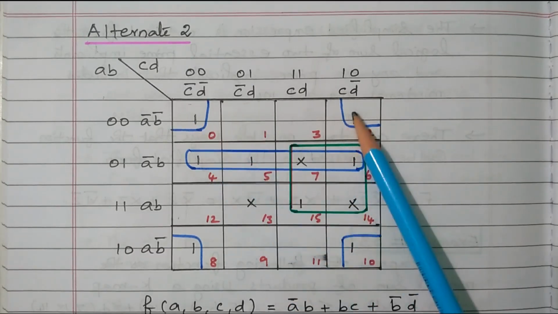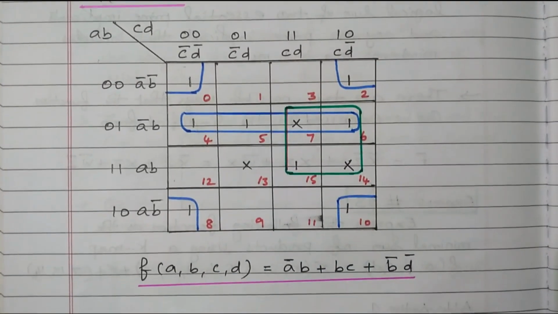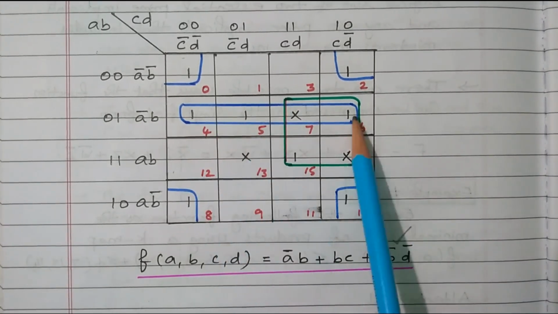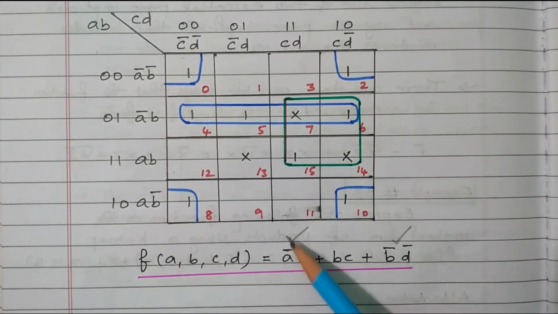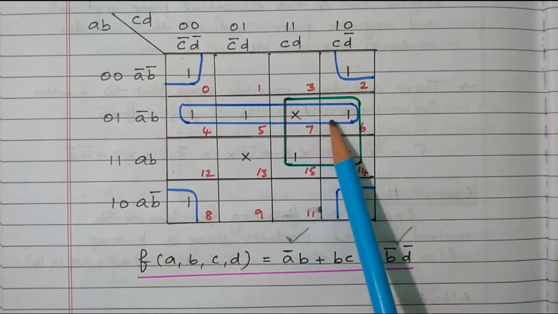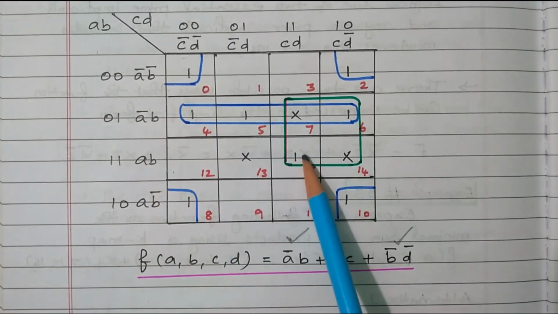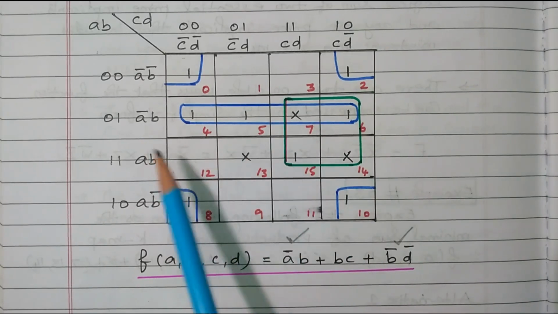So while grouping the corner 4 cells, we already discussed, we got the value as B bar, D bar, right? Similarly, while grouping these 4 cells, what we got? A bar, B, that is also available, right? So these two are already available in the alternate one also. Only this is changed. These two are available in the second row and third row, but third column and fourth column, right?